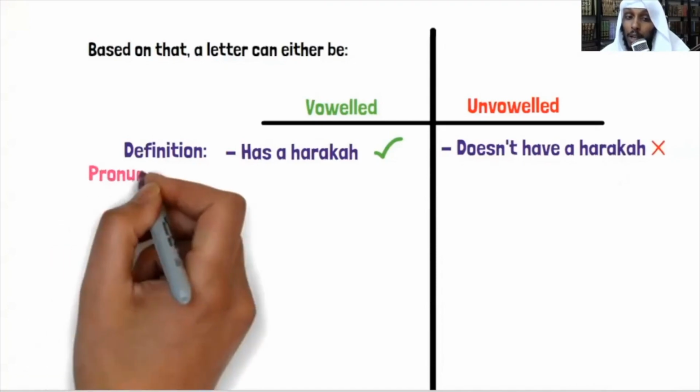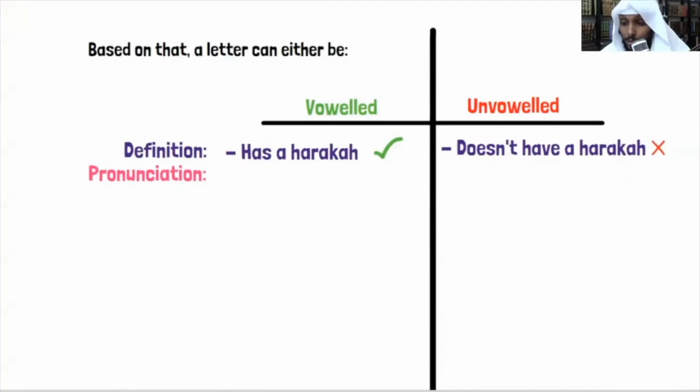Okay. How about its pronunciation? Now, the voweled letter, we say the letter sound plus a vowel. The letter sound, and then we add a vowel. So we have seen, fatha. Of course, we don't read like that. That's just the first stage, to explain to you.